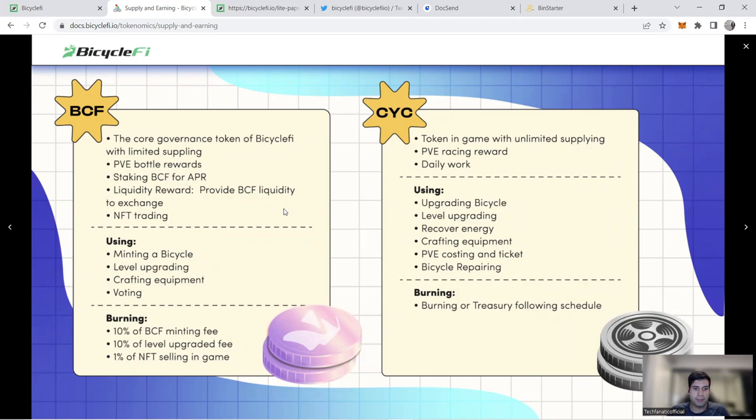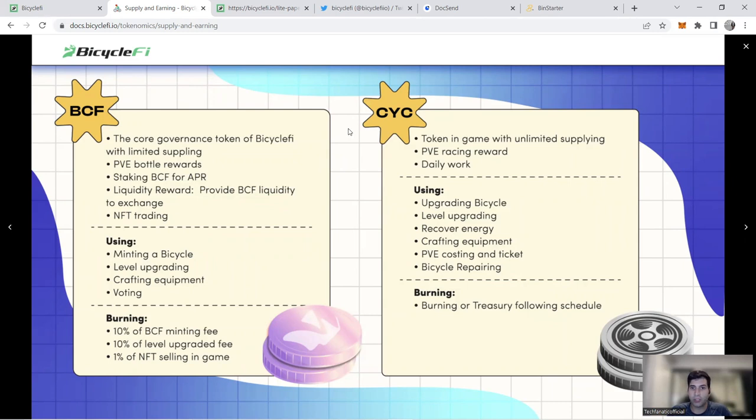10% of the BCF token will be burnt as the minting fee that you have to pay. 10% is for upgrade level, and there's going to be 1% for the game. And that's basically the deflationary mechanism and buyback mechanism they're employing.